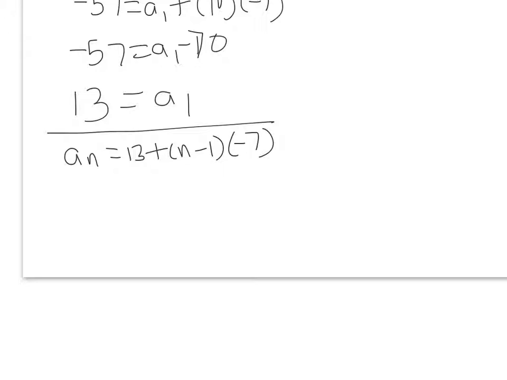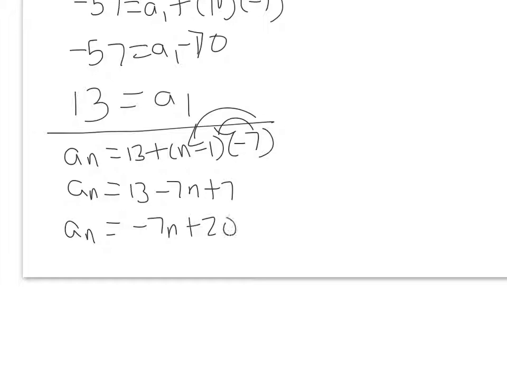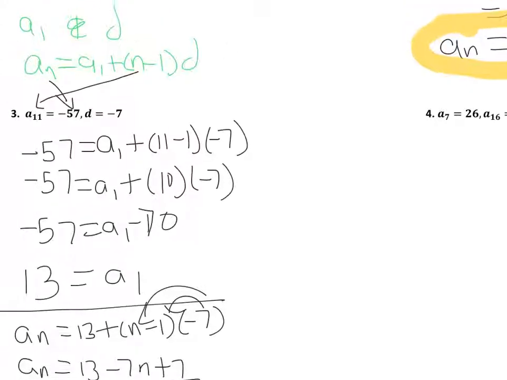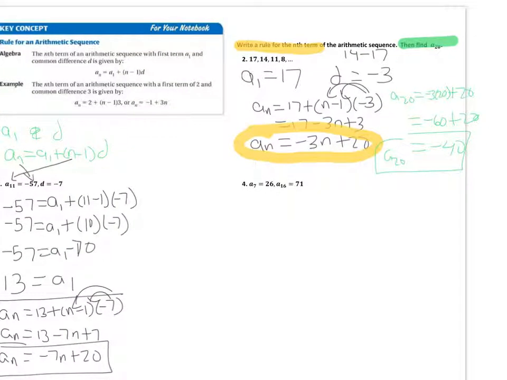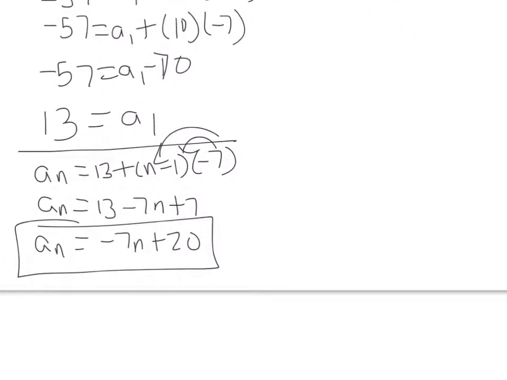So you guys remember when we were solving for like y equals mx plus b, and at the end, after you found the m and the b, you'd leave the x and the y alone? Same thing here. We're leaving the a sub n and the n. It's still there. So you have a sub n equals 13 minus 7n plus 7, because we distribute. So you get a sub n equals negative 7n plus 20. So there's our rule. Let's double check though. What else did it want again? It wants the 20th term. So a sub 20 equals negative 7 times 20 plus 20.